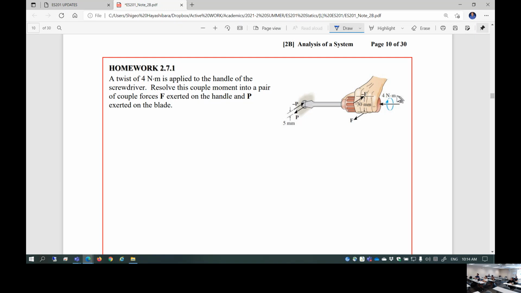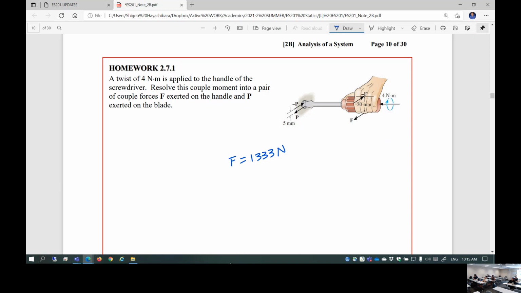Well, yeah, that's right. So suppose this is 4 Newton meter, what is the force here? You can solve it right here, right now. What is it? Go ahead and do it now. Everybody, pick up your calculator, do it now. 1,000? F is 1,000? 333? What's the unit? Newton.